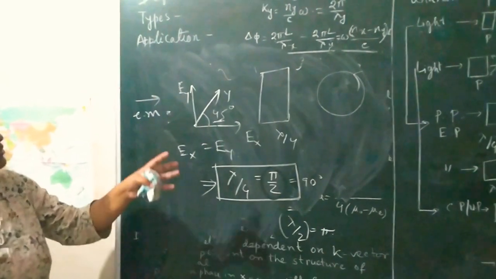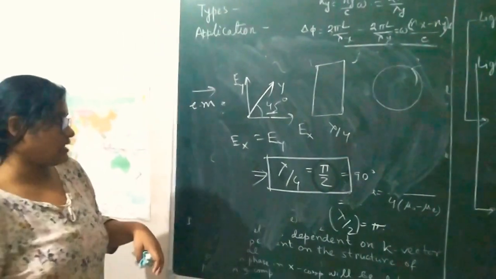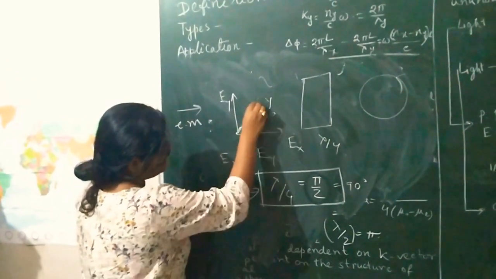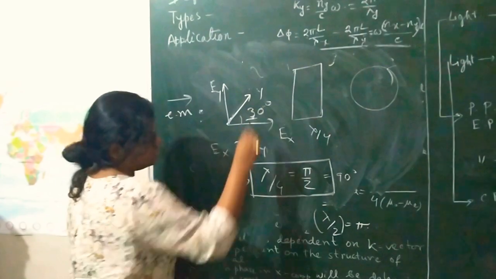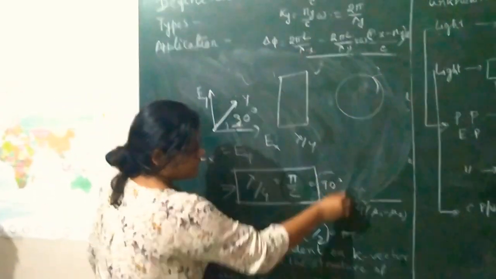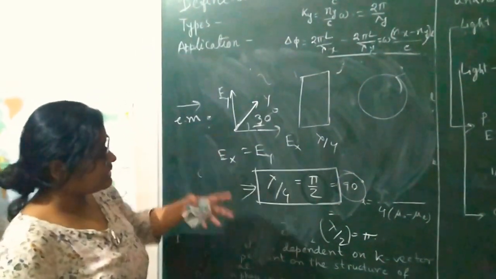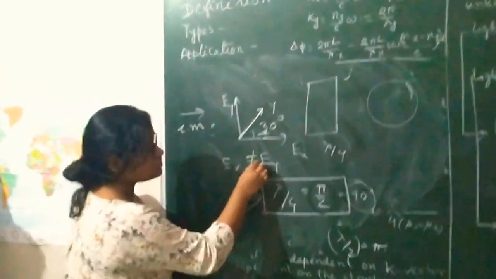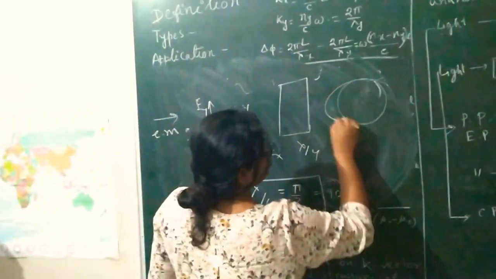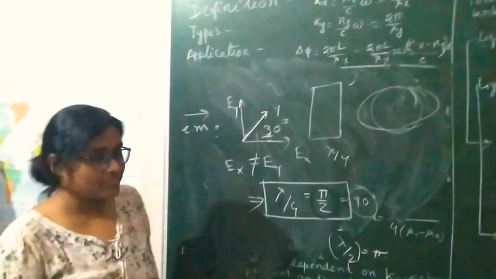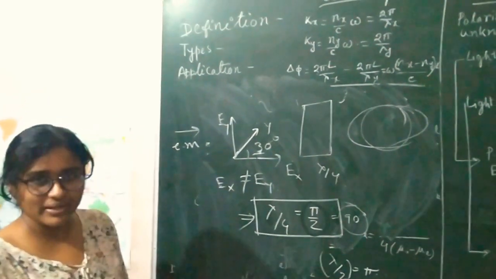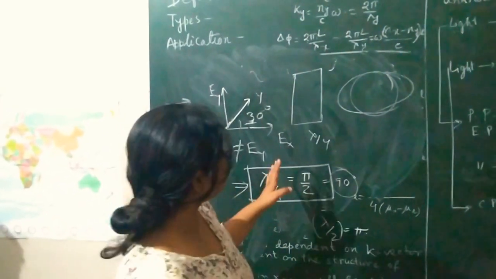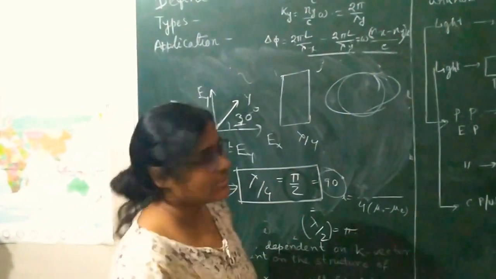Now, if you want to get elliptically polarized light, what do you have to do? Just change the angle, make it 30 degrees. Although the phase difference is the same 90 degrees, the magnitude of Ex will not be equal to the magnitude of Ey. In that case, you will surely get elliptically polarized light. So this is the application of wave plates. So friends, I think you can understand the basic physics of wave plates. Till now, happy learning and stay.